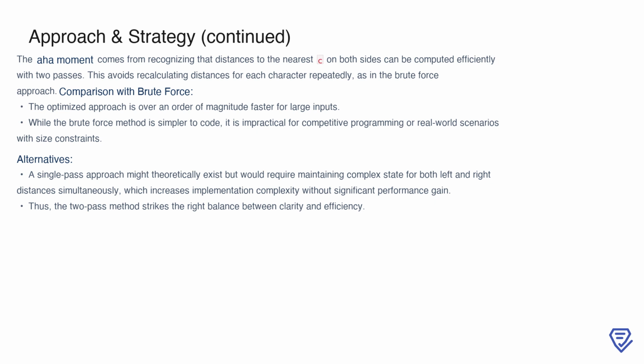When compared, the optimized approach is more than an order of magnitude faster for large inputs, making it far more practical. While the brute force method might be simpler to implement, it becomes infeasible for larger strings. A single-pass alternative might theoretically exist but would require maintaining complex state for both left and right distances simultaneously, which complicates implementation without offering a significant performance gain. The two-pass method, therefore, strikes the right balance, combining clarity with efficiency, and is the best choice for this problem.